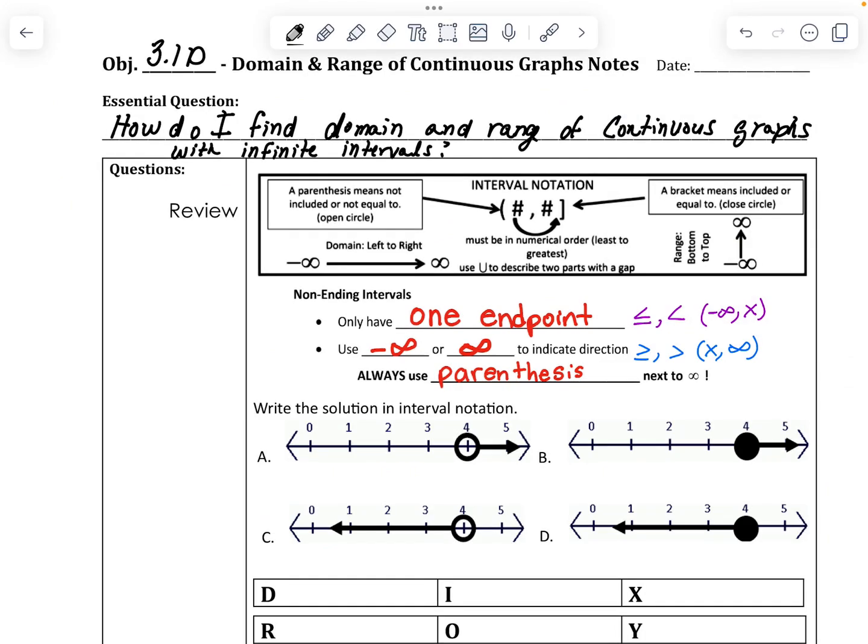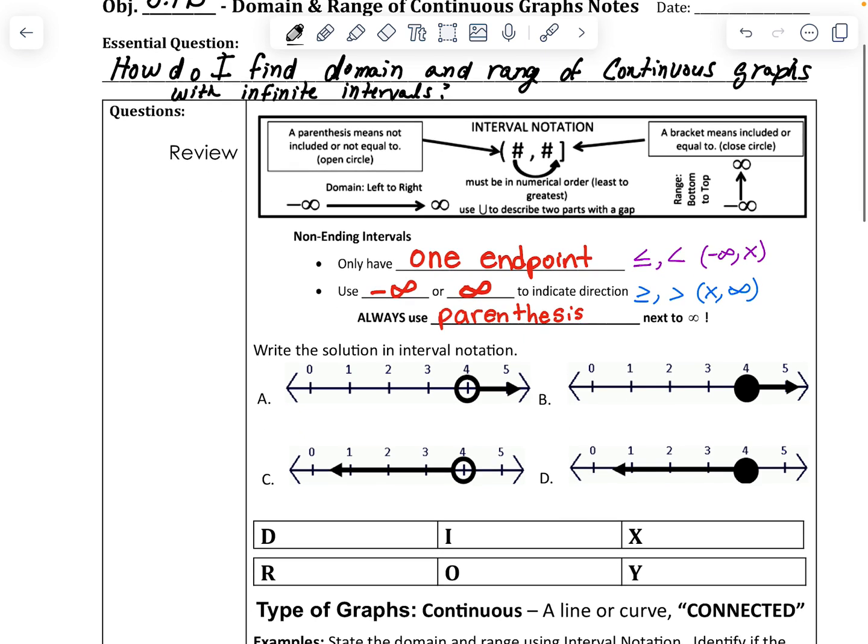Alright, in this video, let's cover 3.1D, domain and range of continuous graphs. In this video, I'm going to answer the essential question: how do I find domain and range of continuous graphs with infinite intervals? You were introduced to continuous graphs in 3.1C, but they had starting and ending points. So what happens if one or both of the graph's endpoints go on forever in either direction?